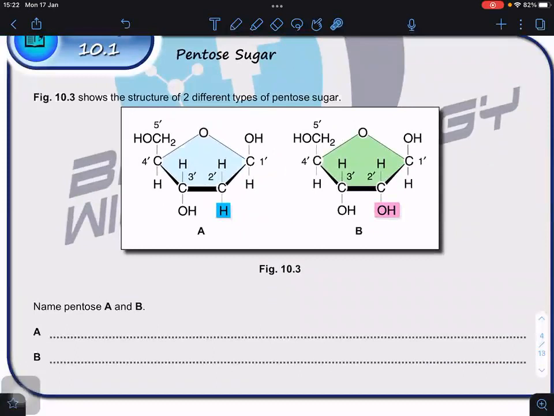In Activity 10.1, you can see the first A and B, so pentose A and B. For pentose A, check carbon number 2, always remember to check carbon number 2. You can see that carbon number 2 has H, no oxygen. So A is deoxyribose. How about B? B has an oxygen atom there on carbon number 2. So therefore, B is termed ribose.